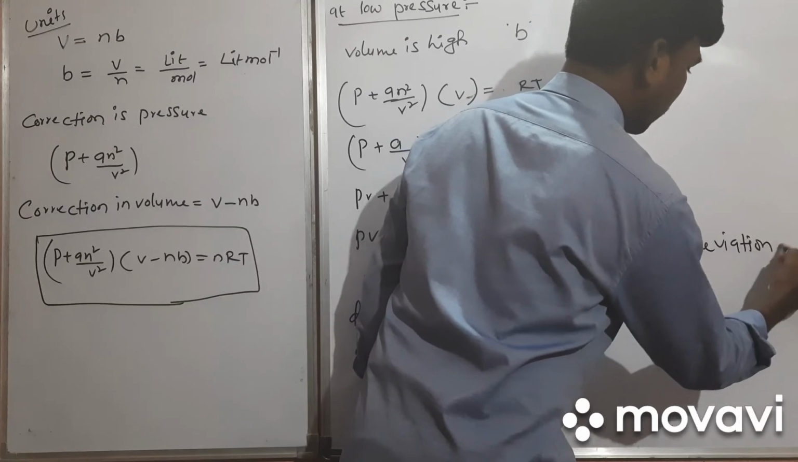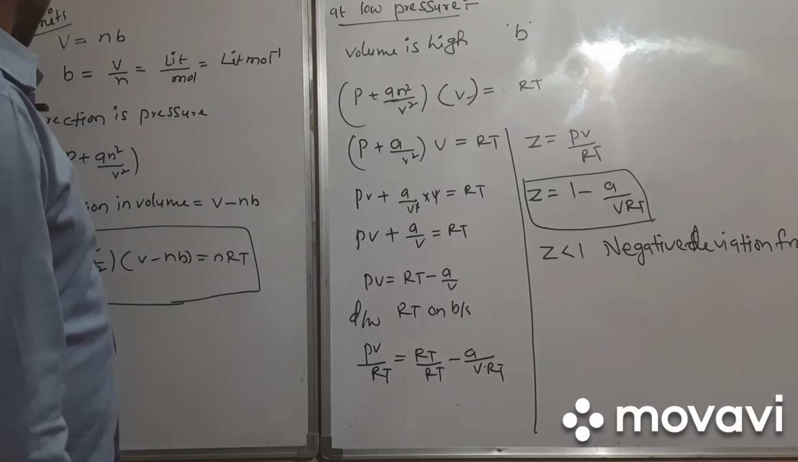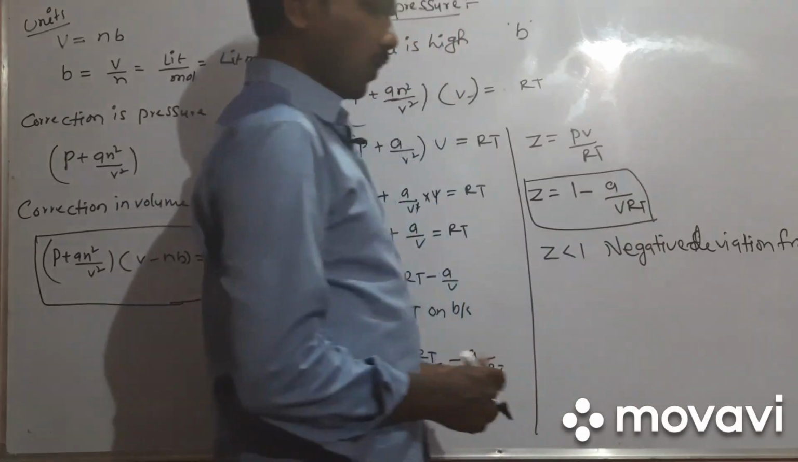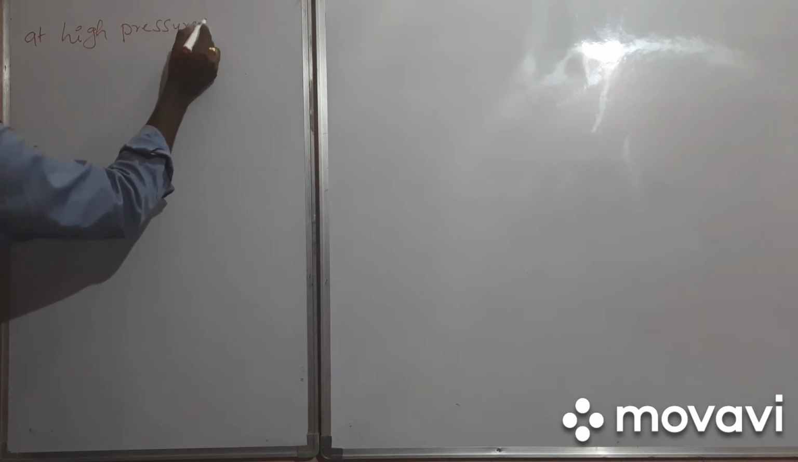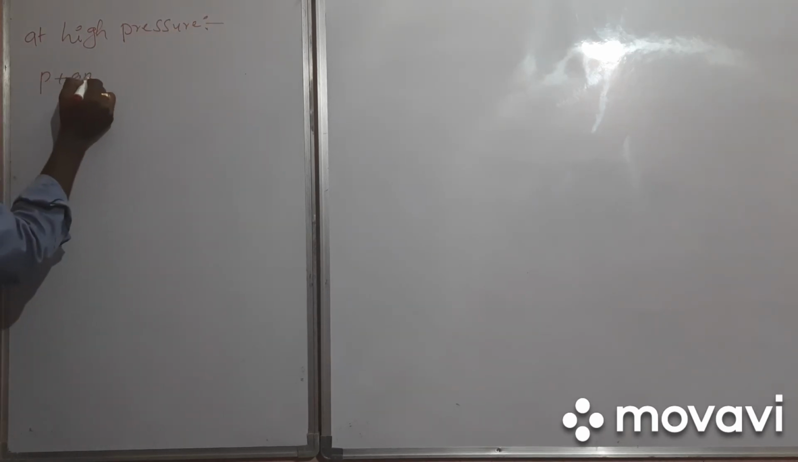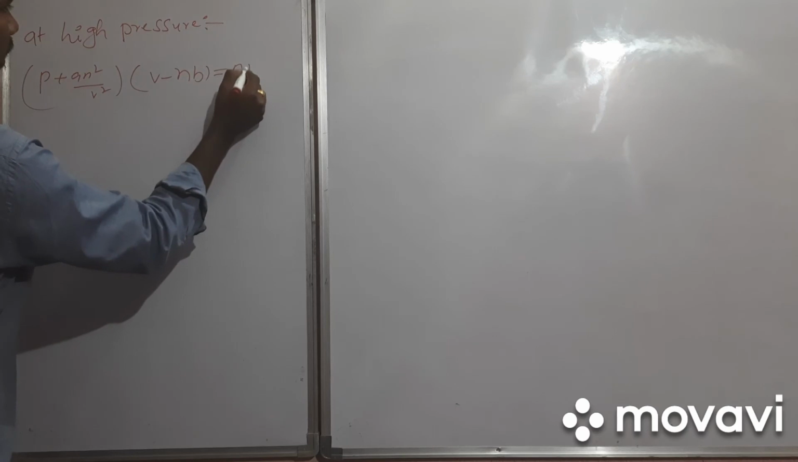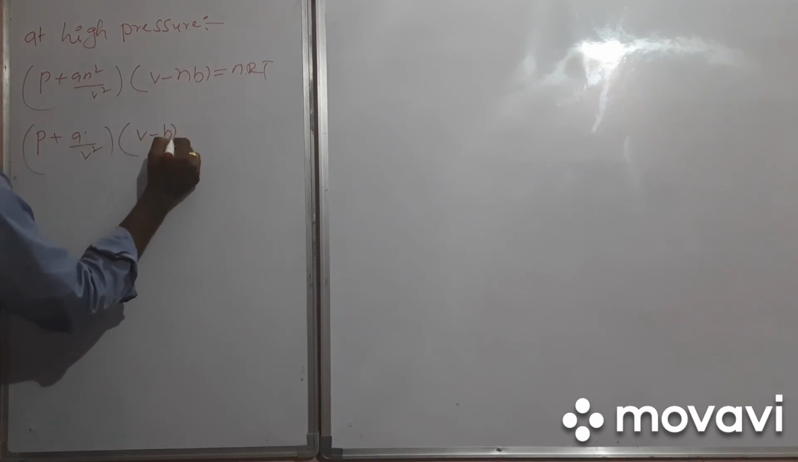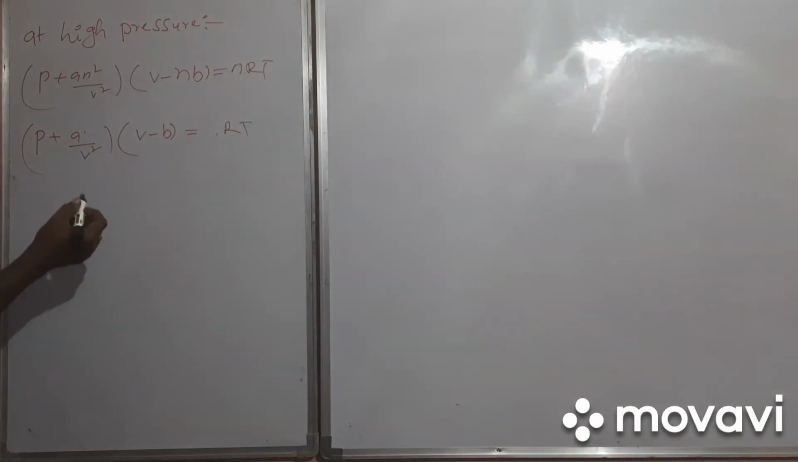So based on this we can say that at low pressure, the gases will follow negative deviation. Now we are going to high pressure. At high pressure, how does (P + a n²/V²)(V − nb) = nRT change for 1 mole? This equation is (P + a/V²)(V − b) = RT.